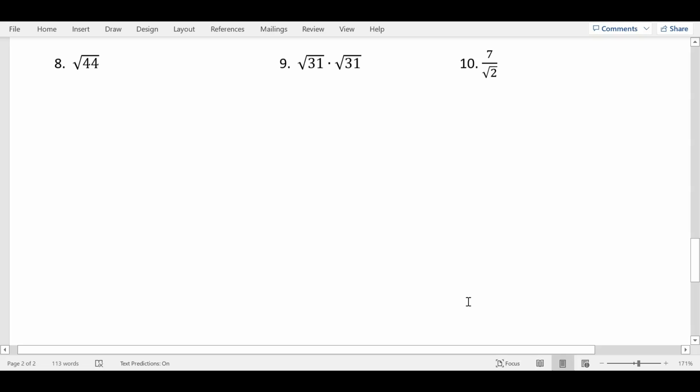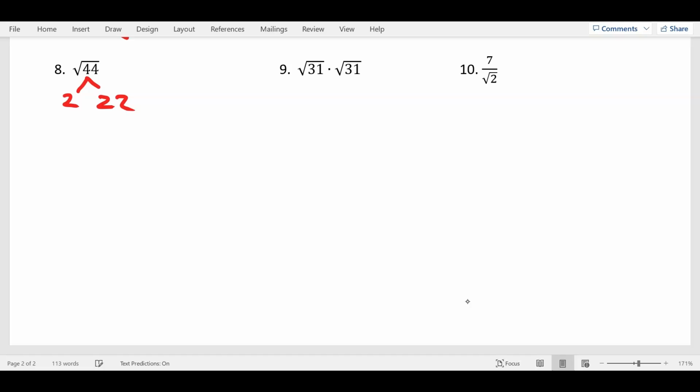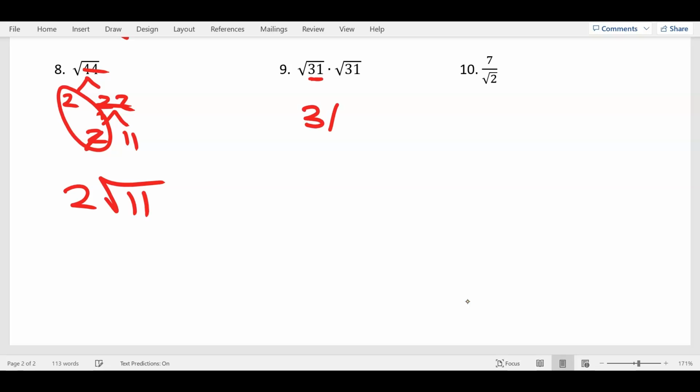That's it. On number 8, let's do another factor tree. 2 times 22. And 2 times 11. 1 pair of 2, 1 loner, 2 square root of 11. Because 11 is prime. On number 9, a square root times the same square root is just the number underneath. That's it, okay? Now you could multiply them and then try the factor tree. You're going to end up in the same spot. It's just 31, okay? Square root times the square root is that square root without the square root.